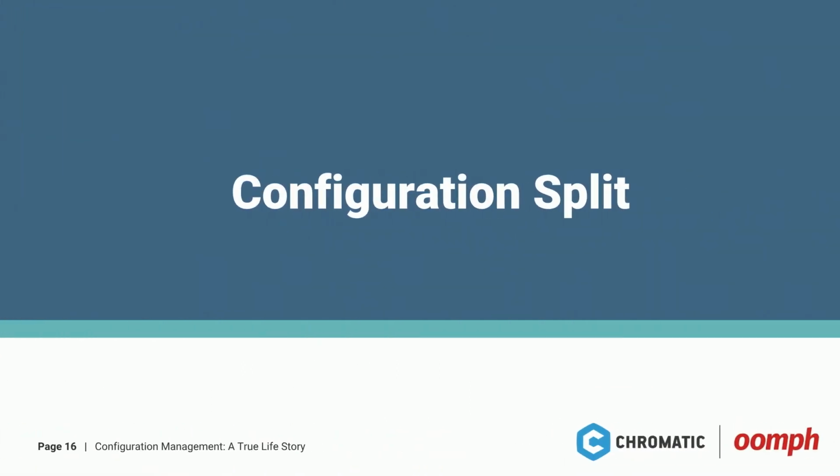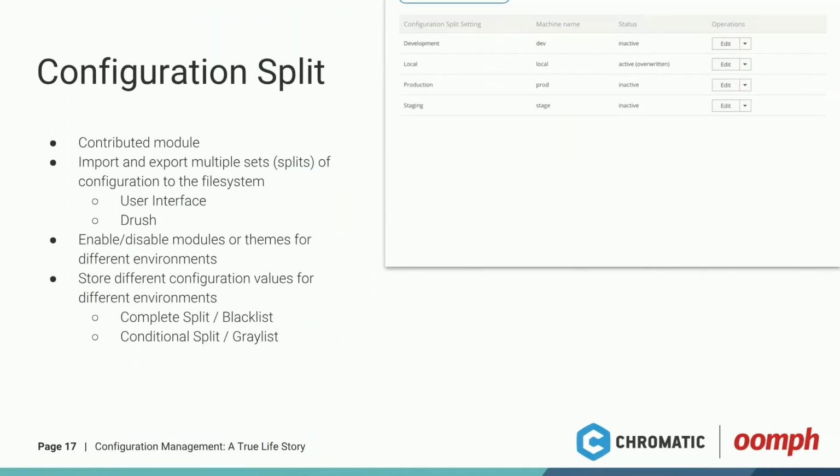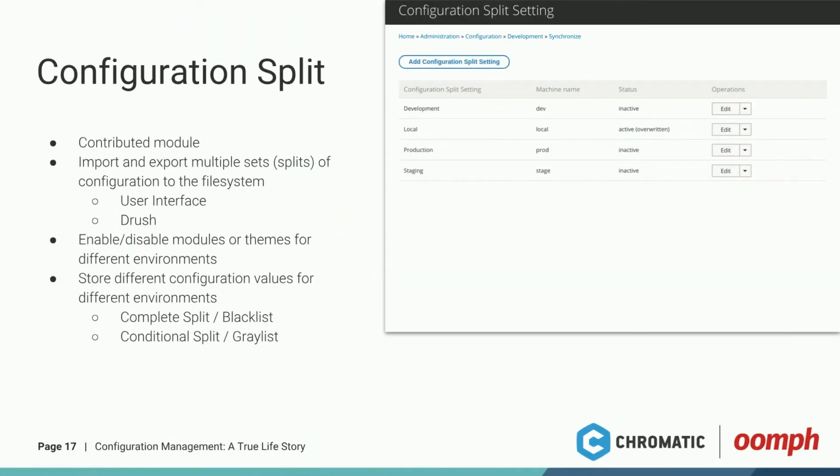So, configuration split. Who here is using the config split module? Cool. If you're not using it, this is a contributed module. It allows you to import and export multiple sets of configuration by a defined split. A defined split means that essentially you can say, I only want this config entity, or I only want this module to exist in this environment or in this feature split. And we'll talk about what Oomph does and what Chromatic does, because we do config split differently.